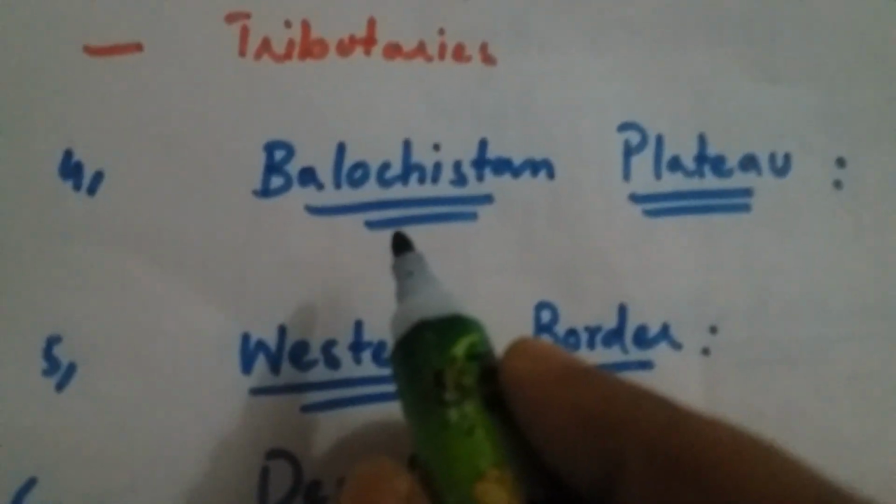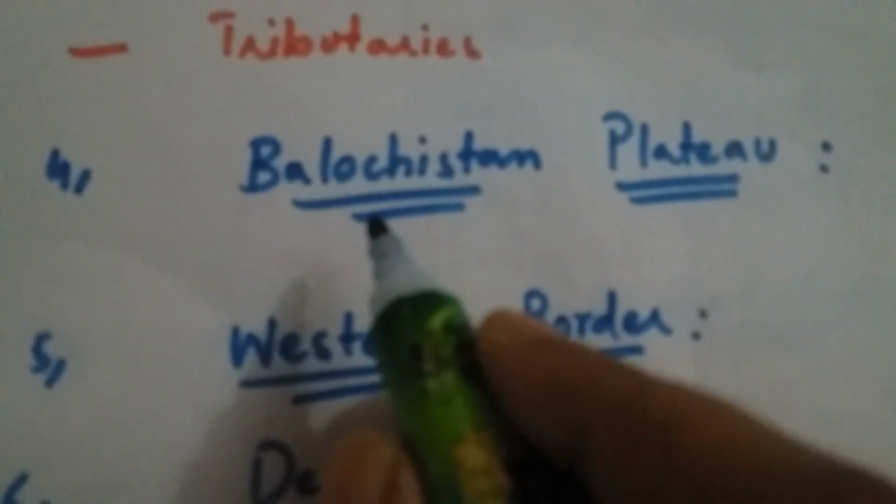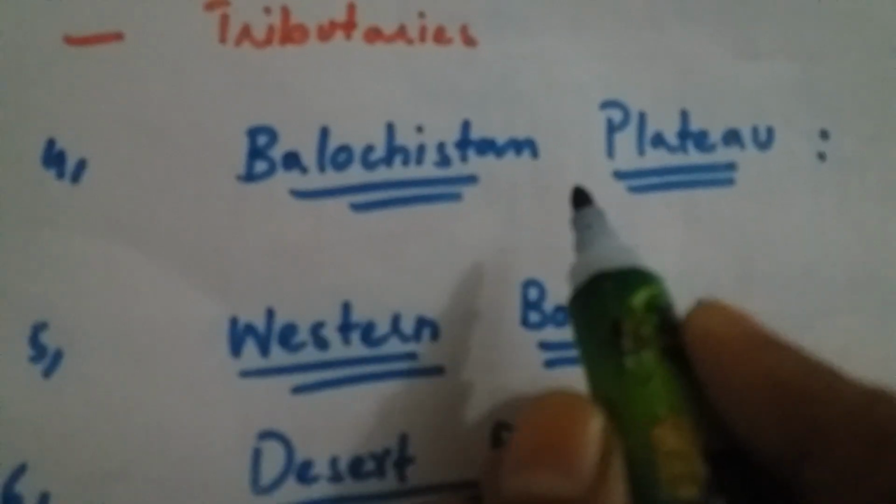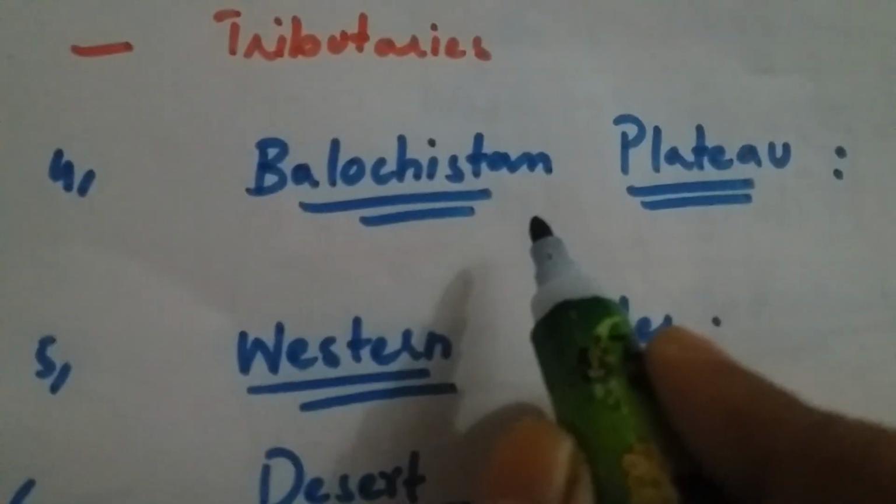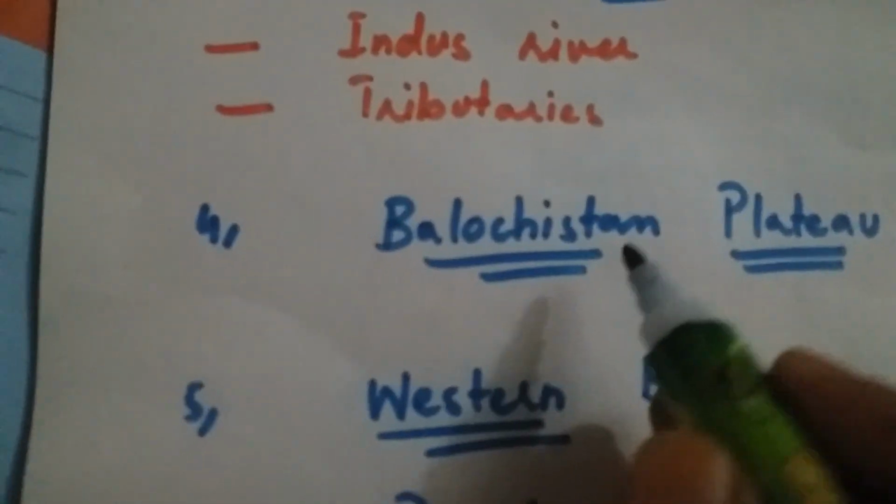Fourth category of physical regions of Pakistan is Balochistan Plateau. This is mainly a dry area and separated Balochistan Plateau and thinly populated area of Pakistan.